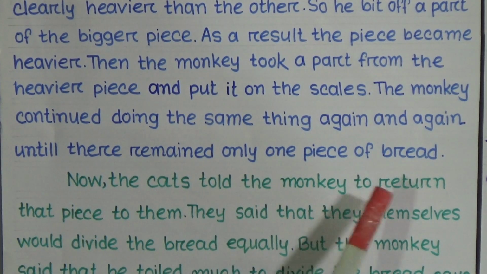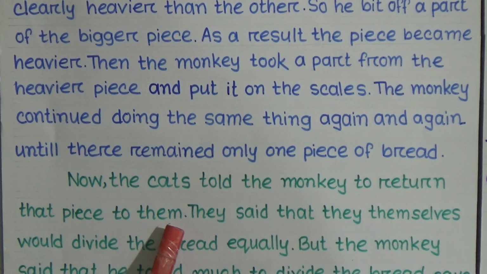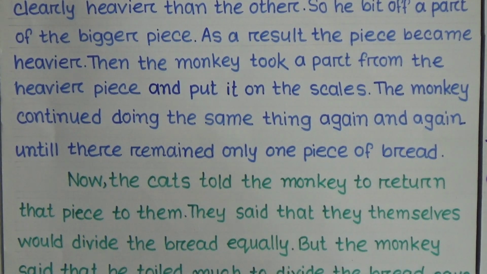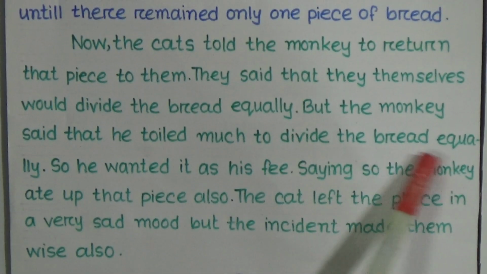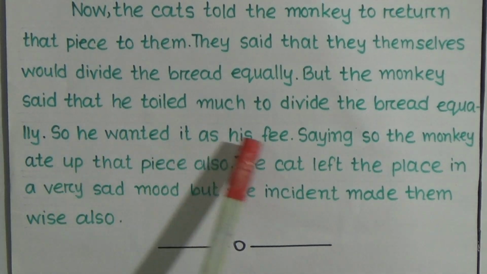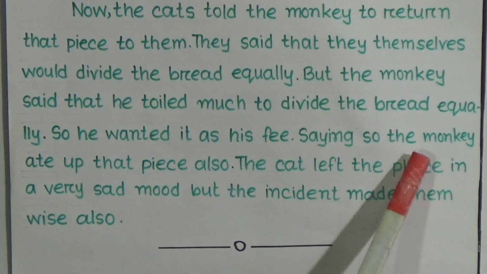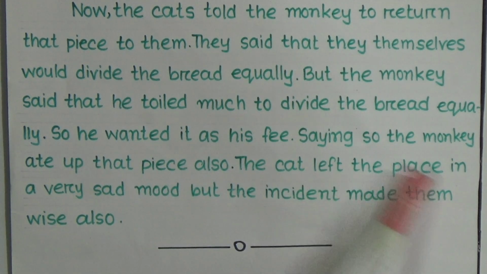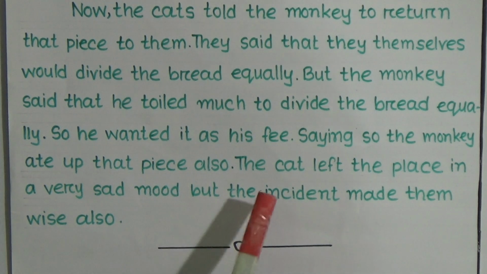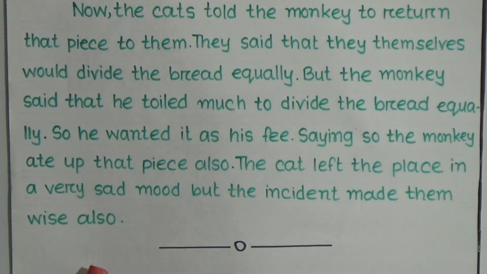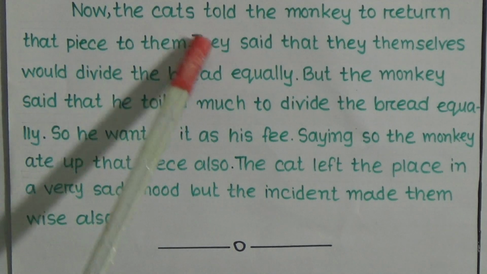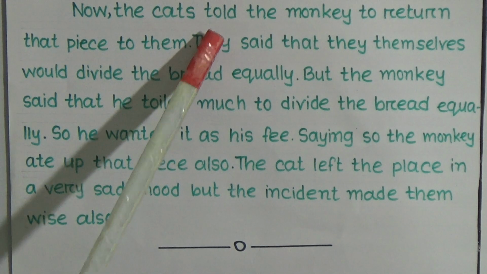Now the cats told the monkey to return that piece to them. They said that they themselves would divide the bread equally. But the monkey said that he toiled much to divide the bread equally, so he wanted it as his fee. Saying so, the monkey ate up the piece also. The cats left the place in a heavy, sad mood, but the incident made them wise also. So, at the last portion, we come to know that the cats could understand the monkey's trick.